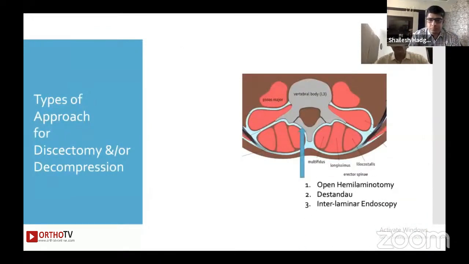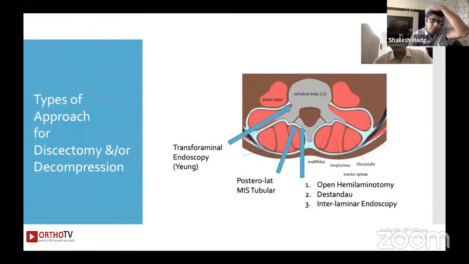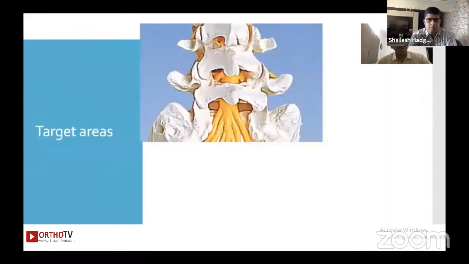So if we take a look at the various options, the central midline approach is being used for the open hemilaminotomy cases. Destandau uses it, and the interlaminar endoscopy surgeries also tend to use the midline or the paraspinal approach. The classic posterolateral approach is being used by the tubular discectomy systems, and the transforaminal route is being used by the Yeung systems as well as for the full endoscopy systems through the foraminal route as well.